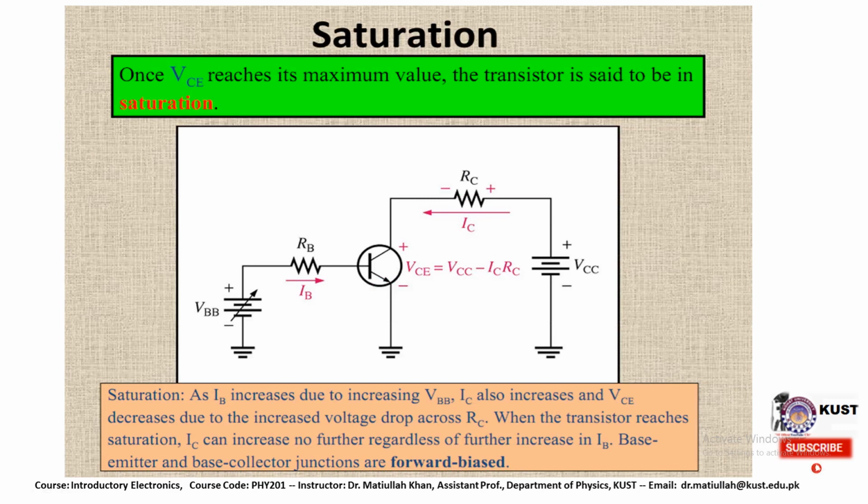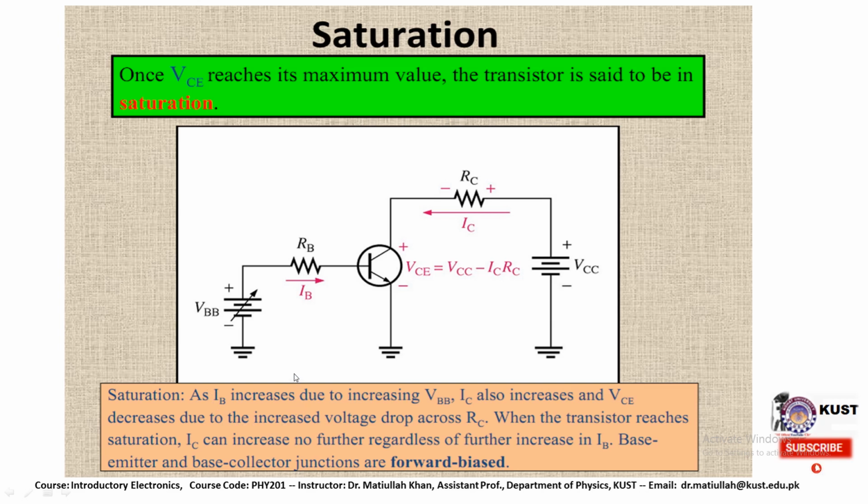We are coming towards the saturation mode of this BJT. How can this BJT be used in saturation mode, where it can have a maximum value? When the value of VCE reaches the maximum value, the transistor comes across the saturation region. So what is actually the saturation region?